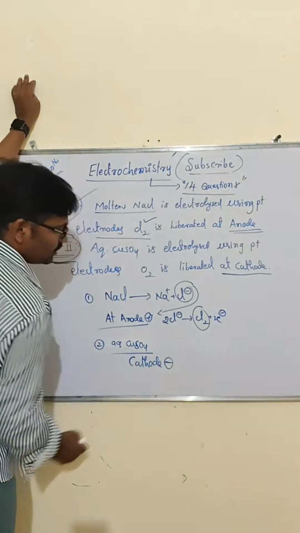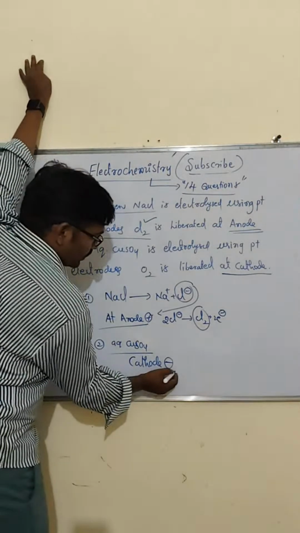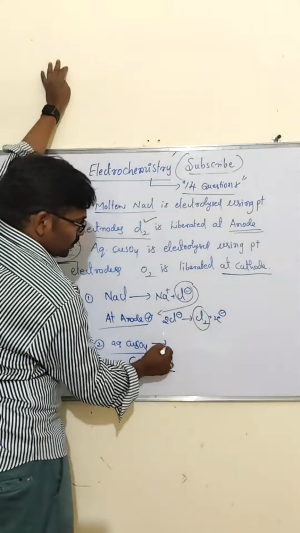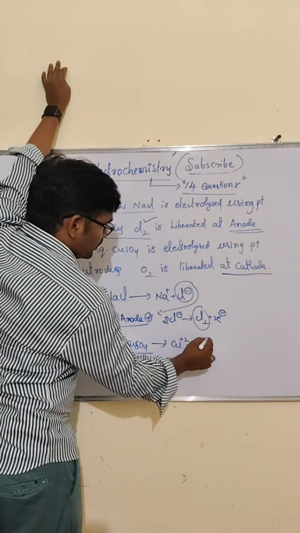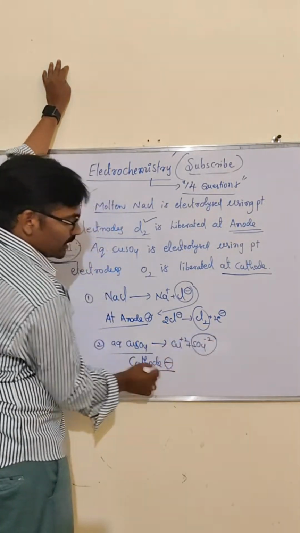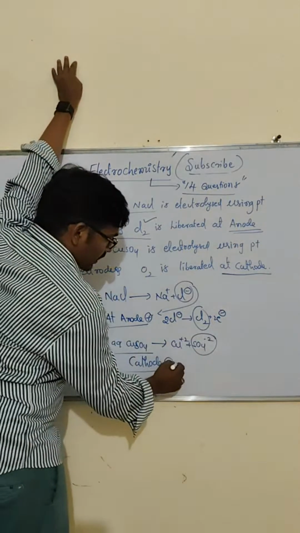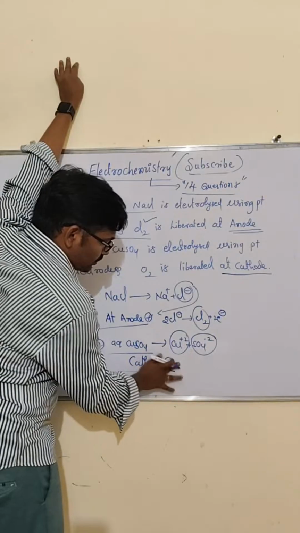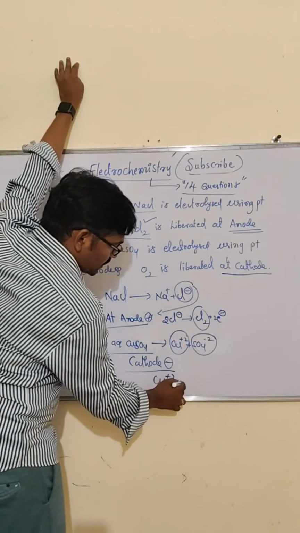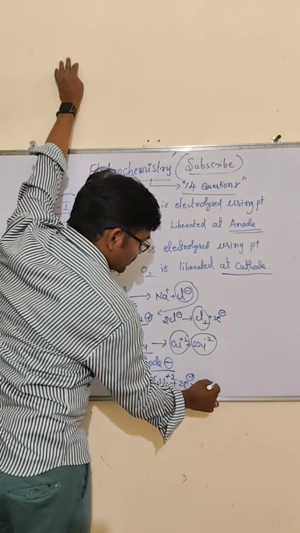యానోడ్ పాజిటివ్, క్యాథోడ్ నెగటివ్. నెగటివ్ ఛార్జ్ అన్నప్పుడు ఏ ఆయాన్స్ వస్తాయి? CuSO4 when it is dissociated, Cu plus 2 and SO4 minus 2 will be formed. సో మైనస్ దగ్గరికి నెగటివ్ అయాన్ వస్తుందా? రాదు. మరి ఏ అయాన్ వస్తుంది? Cu plus 2 అయాన్ వస్తుంది. సో క్యాటయాన్ వస్తుంది. Cu plus 2 ion by taking 2 electrons, what will be deposited?